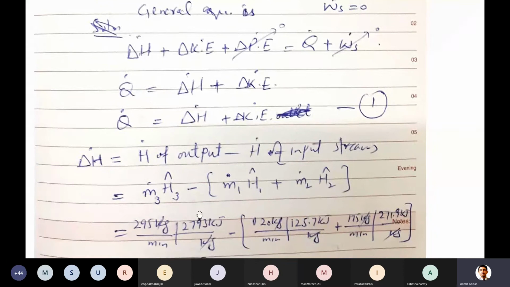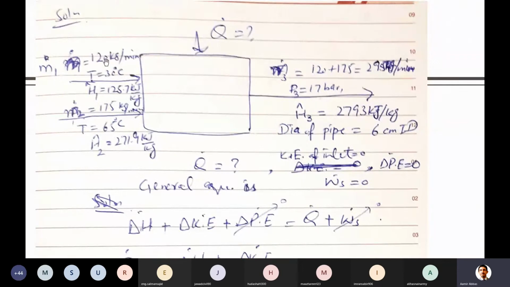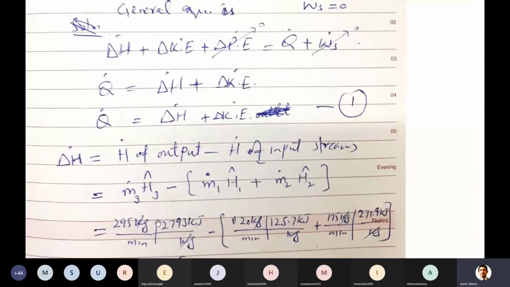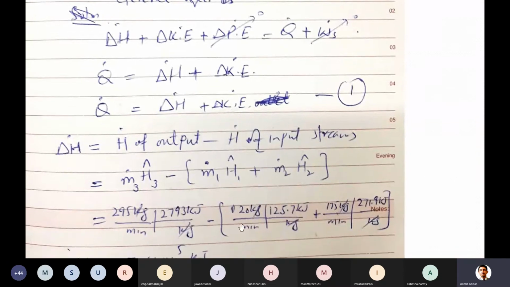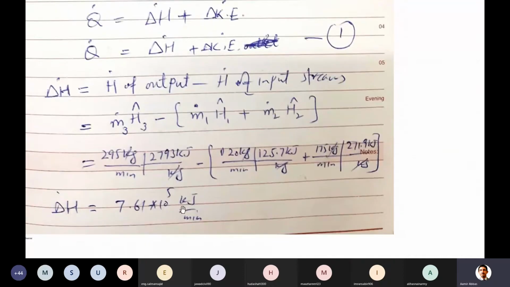Because all these values are available in the question if you look at the data: the flow rate for this stream, the flow rate for the other stream, the flow rate for the output stream, and the enthalpies are also there. So just put the data here and do this simple mathematics. You will get the answer. There is nothing difficult. Multiply the mass flow rate with the specific enthalpy, and this is done.